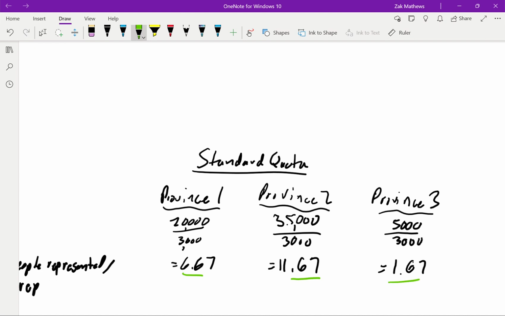What do we do with these, right? How do we handle these? In terms of just getting to a standard quota, we're done, we have it. But here's the challenge, right? We look at all 3 of these numbers and say, well, we should probably round all of those numbers up. So here we'd round this up to a 7, this would round up to a 12, and this would round up to a 2. Let's do the math. 7 plus 12 plus 2 is 21.